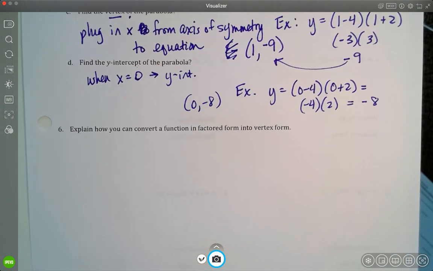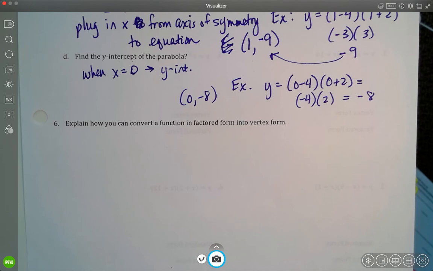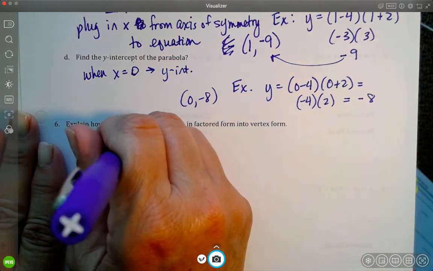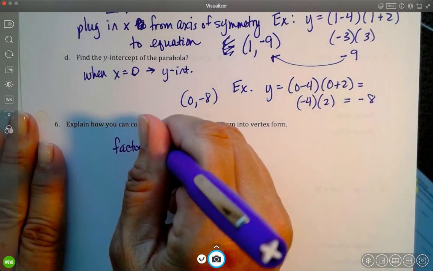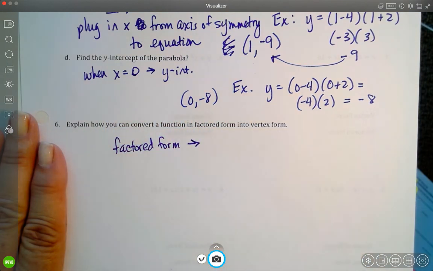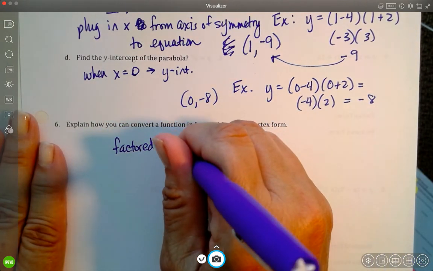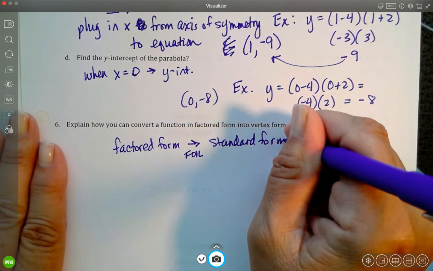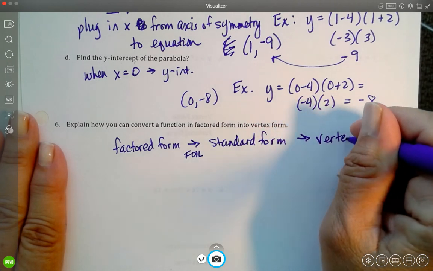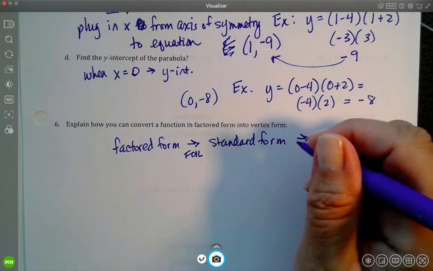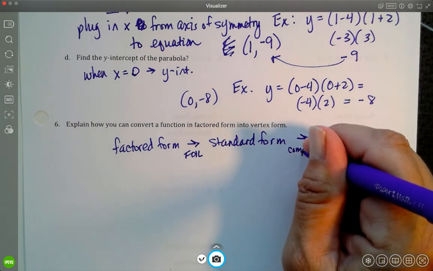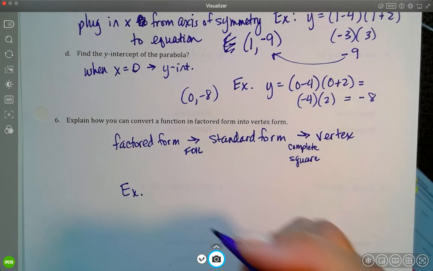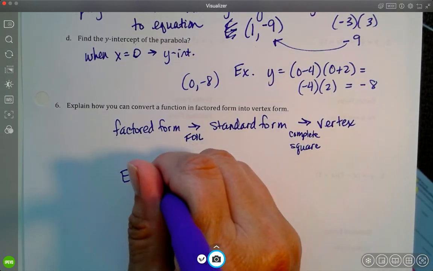Explain how you can convert a function in factored form into vertex form. So I think the easiest way is to go from factored form, go ahead and FOIL it to make it standard form, and then make it vertex form. You do this by completing the square. Okay, so let's use our example above just to show how you do that. So it started in factored form.